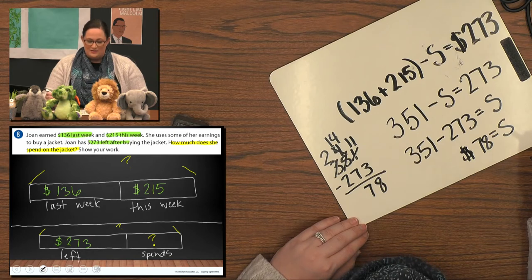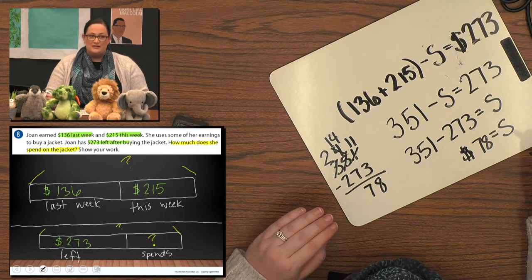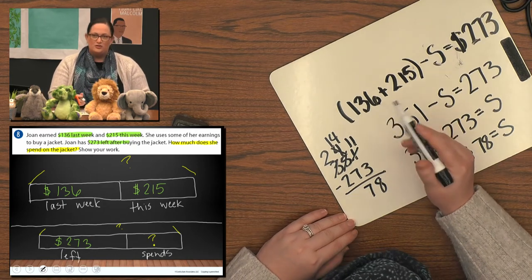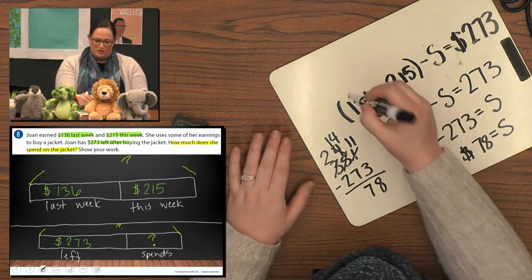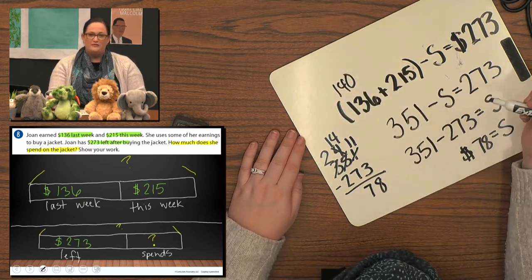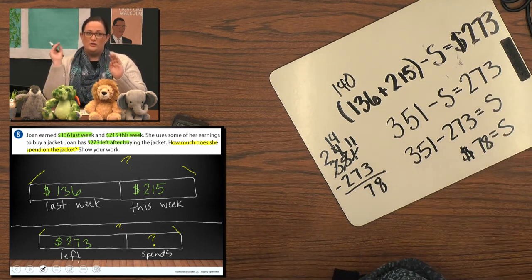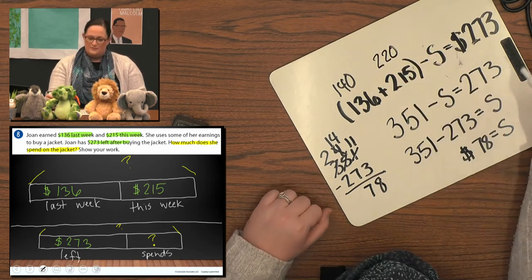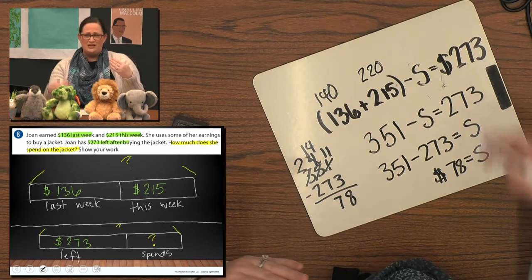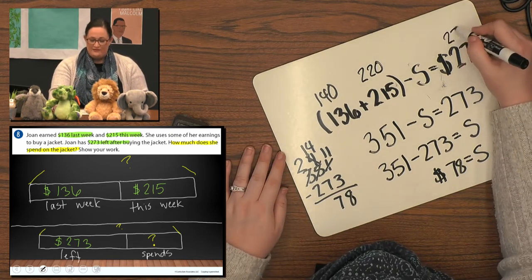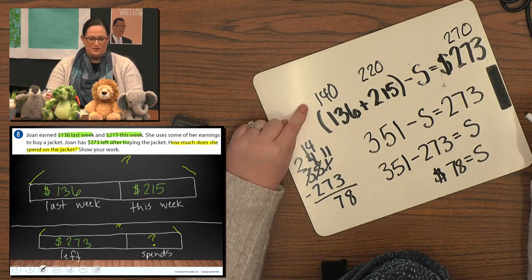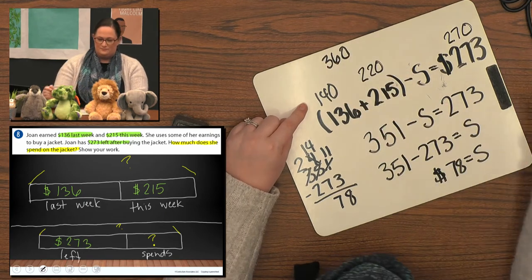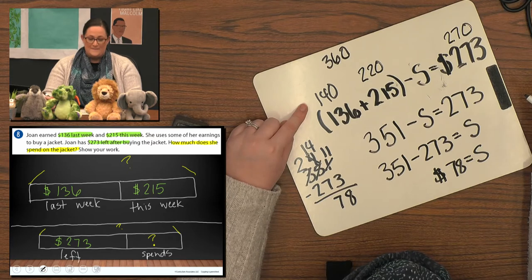That's what she spent. Now let's estimate and round to the nearest 10 and see what we get. 136, is that closer to 130 or 140? 140. 215, is that closer to 210 or 220? Ooh, it's that 5, it's right in the middle, so we go up, 220. 273, is that closer to 270 or 280? 270. Okay, what's 140 plus 220? That's 360. And what's 360 minus 270?